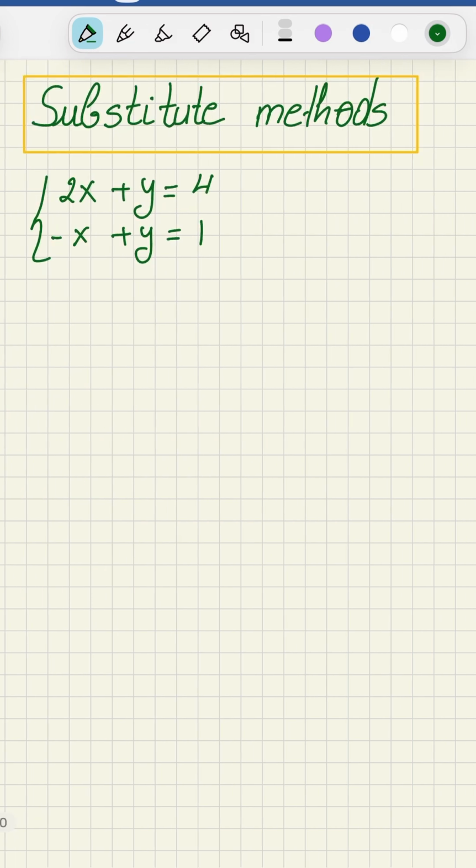Let's continue with another method, which is the substitution method. I have tried to solve the same simultaneous equations to see that we always have the same result. I will pick up again the second equation, -x plus y is equal to 1. The logic is to make one of the variables the subject. In this case, I'll make y the subject and I'll add x to both sides. -x plus x cancel out, and y is equal to 1 plus x.